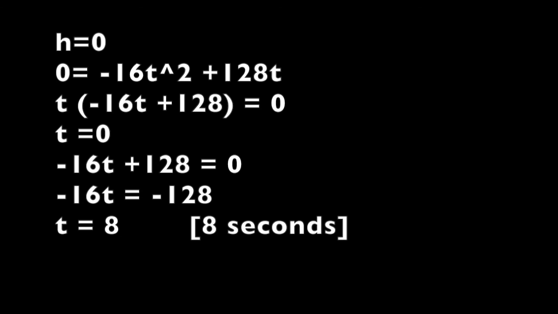Again, setting it equal to 0 so we can solve. Then t equals 0. So negative 16t plus 128 equals 0. Then negative 16t equals negative 128. Therefore, t equals 8. And the answer is it will take 8 seconds for the ball to return to the ground.